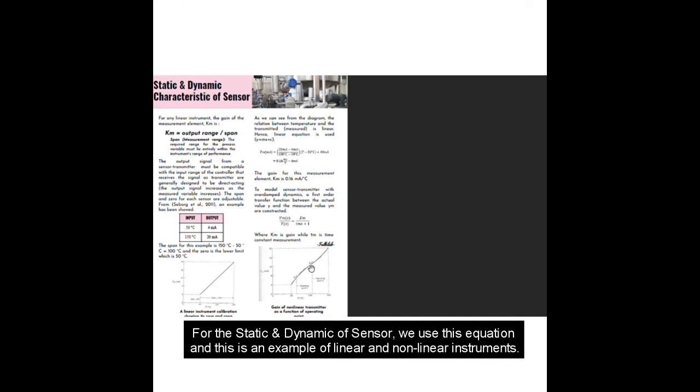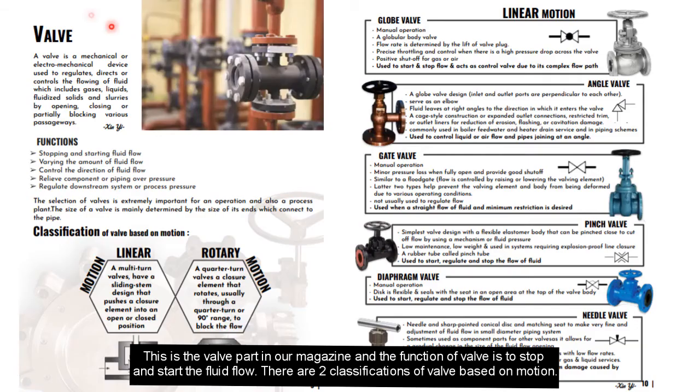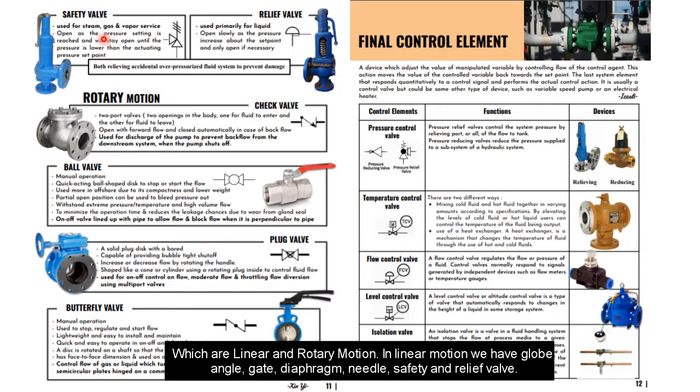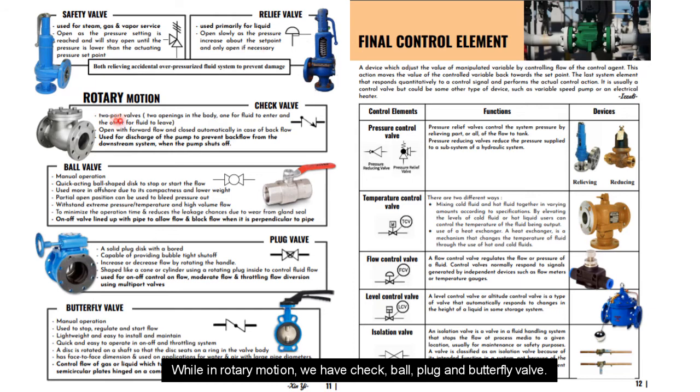This is the valve part in our magazine, and the function of a valve is to stop and start the flow, and there are two classifications of a valve based on the motion, which are linear and rotary motion. In linear motion, we have globe, angle, gate, pinch, diaphragm, needle, safety, and relief valve, while in rotary motion, we have check, ball, plug, and butterfly valve.